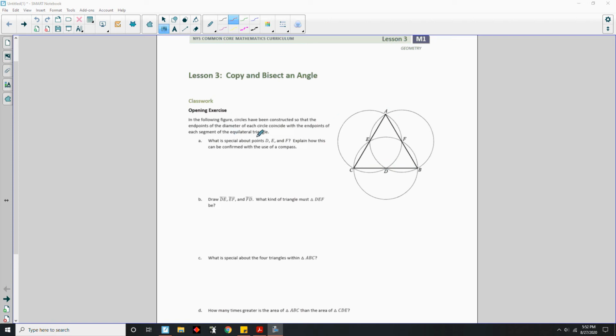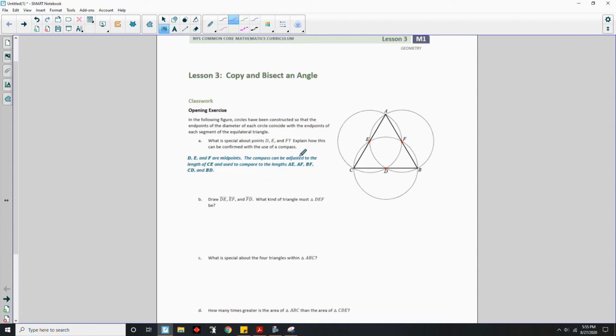Okay, so it says, what is special about point D, E, and F? Explain how this can be confirmed with the use of a compass. Okay, so if we think about this, if AC is a diameter of the circle and E is the center of the circle, then AE is a radius and EC is a radius, and 2 radii equals a diameter. Radii are half the diameter, so therefore those are midpoints. Okay, so D, E, and F are midpoints.